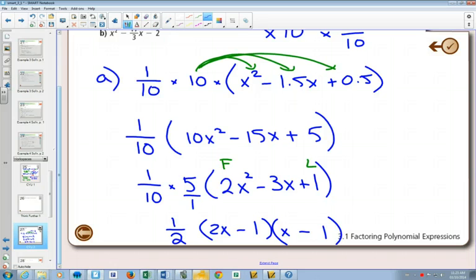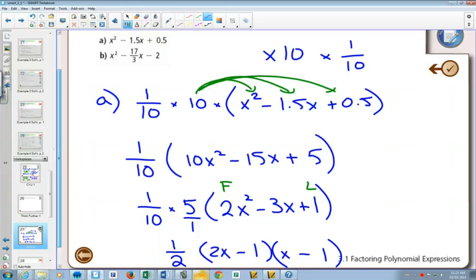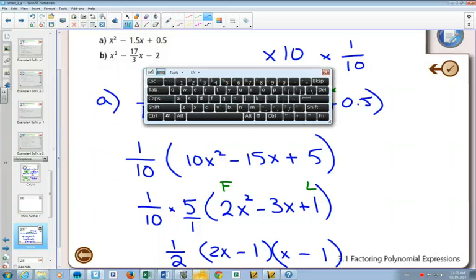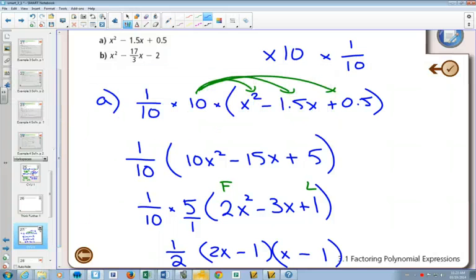So that's how to deal with decimals. With fractions, which we have here in part B, whoa, I didn't want that to come out. Let's try this one.